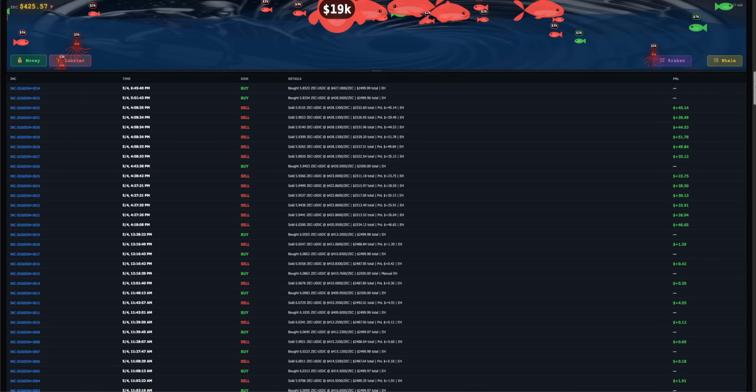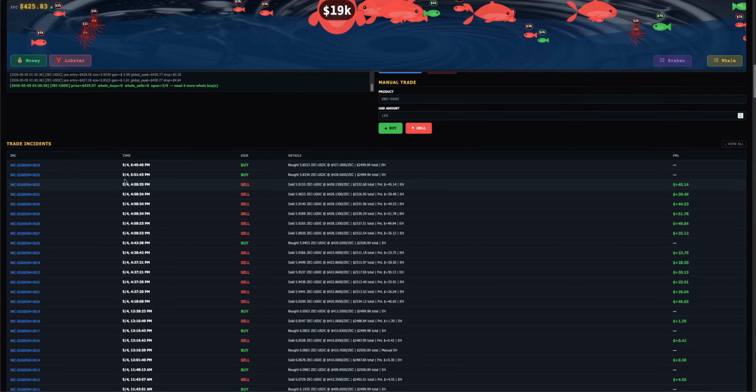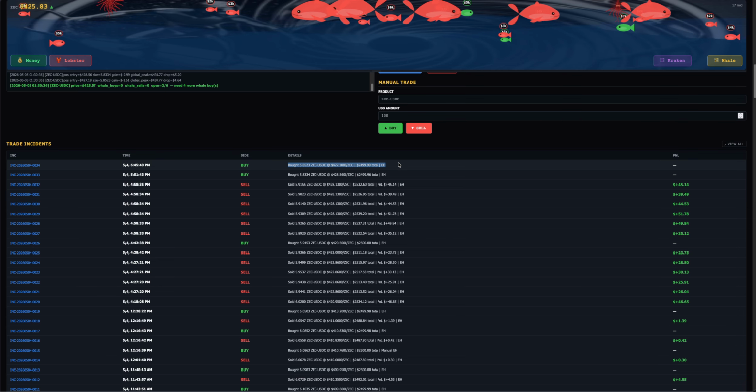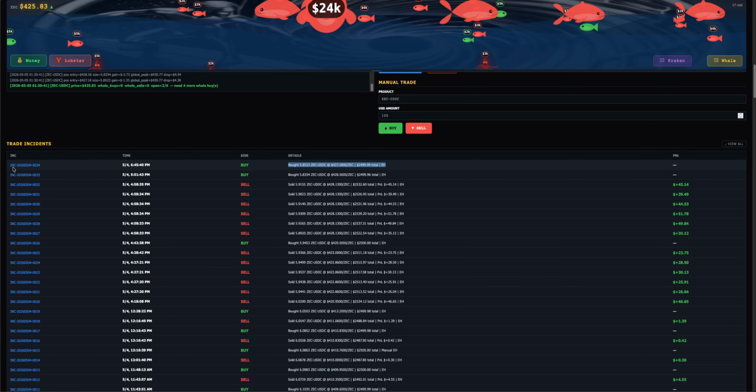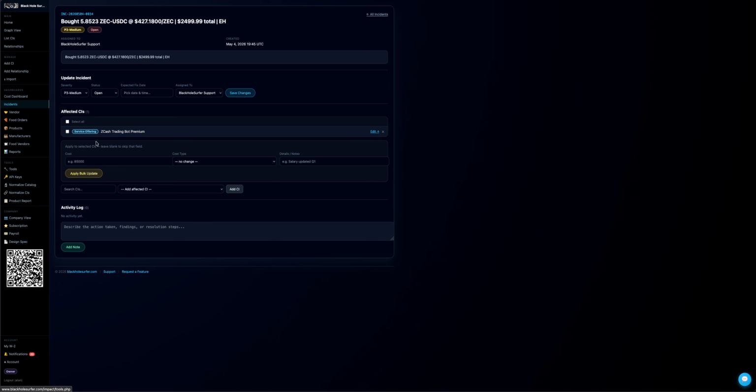Additional information that's actually awesome is that every time it does make a trade, we create a ticket over here in the Black Hole Surfer portal. So here, when a ticket gets created, it associates this particular product service offering with this particular trade. So we know exactly when it happened, how many tokens were bought, and how much money was paid, and how much money was used to buy it.